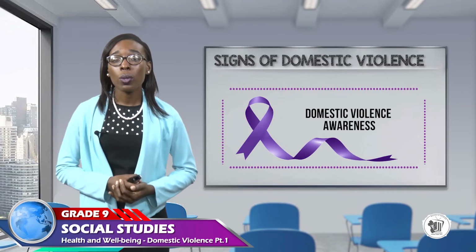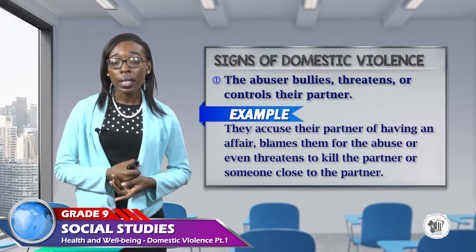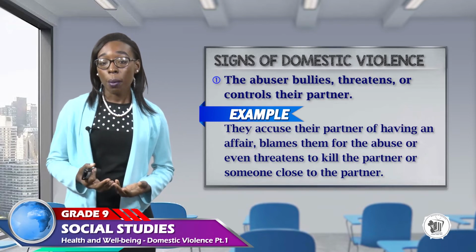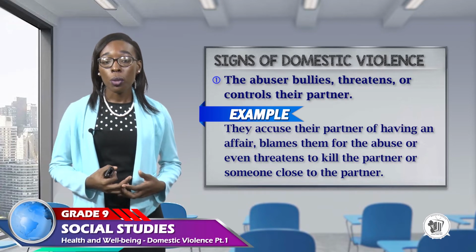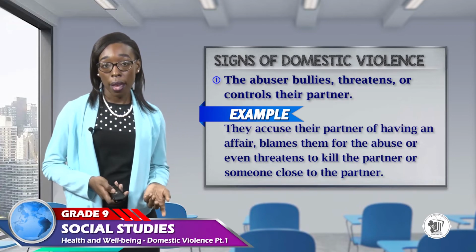So here are a few signs. Number 1, the abuser bullies, threatens, or controls their partner. For example, they accuse their partner of having an affair, blame them for the abuse, or even threaten to kill the partner or someone close to them.